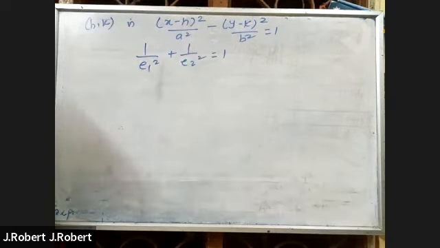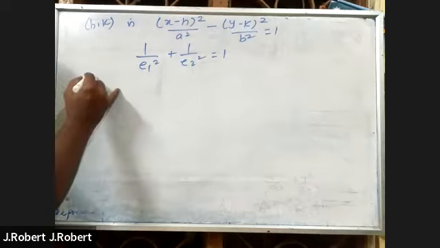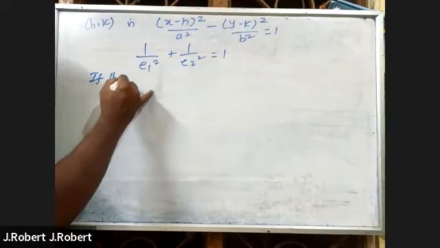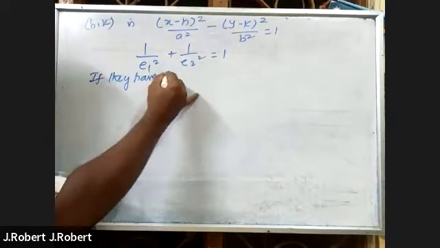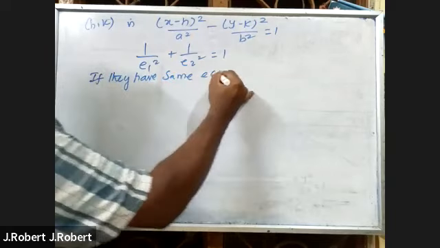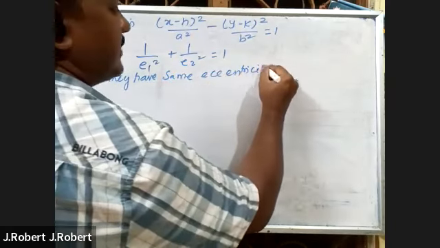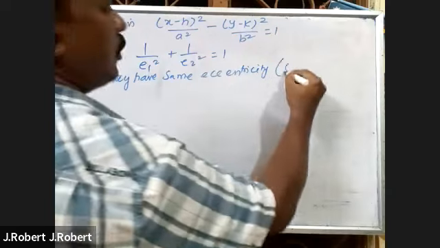The next one. Two hyperbolas are said to be similar if they have the same eccentricity. If the two hyperbolas are similar.